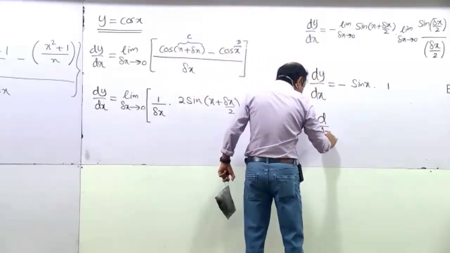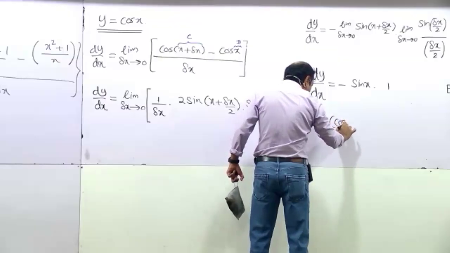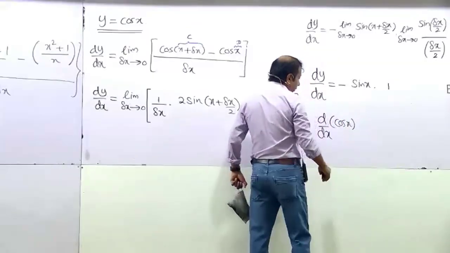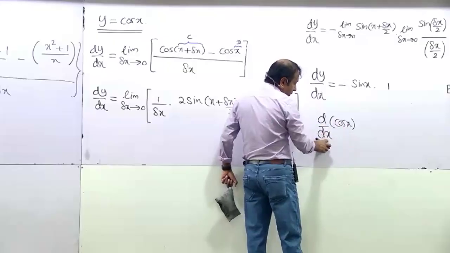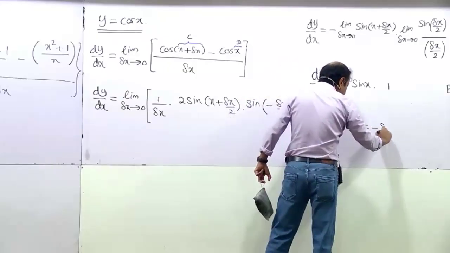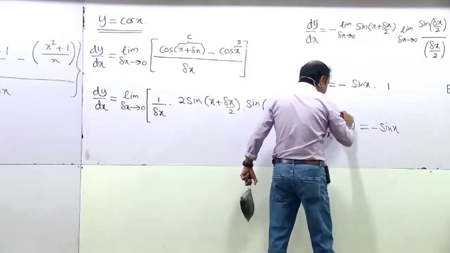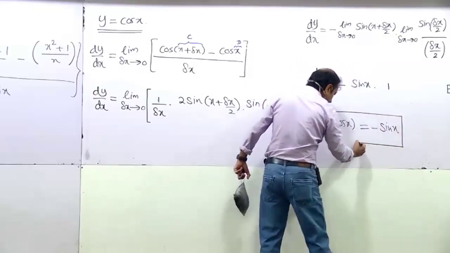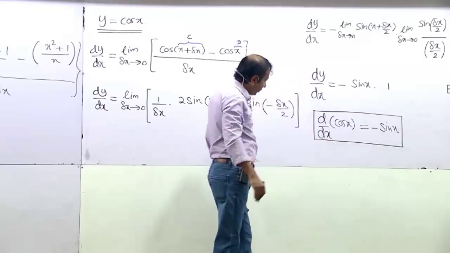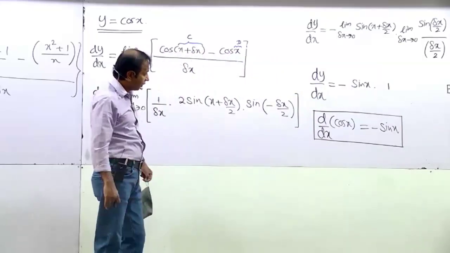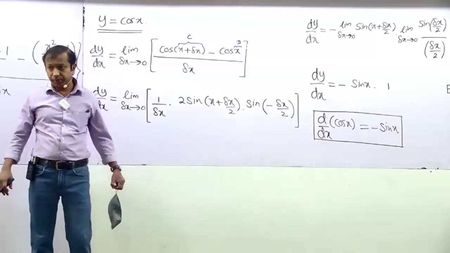d over dx of cos x. Derivative of cos x with respect to x equals what? Minus sin x. This way we can take the derivative of cos x. Right. That is how we take the derivative of cos x. It is minus sin x. Right.